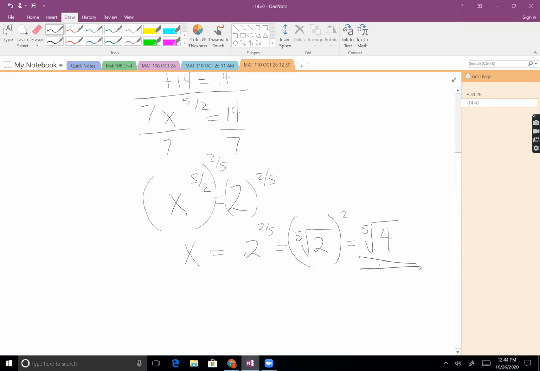Okay. All right. Thank you. Does that make sense? It's a refresher on the fractional exponents. If you've got a fractional exponent, get that piece alone and then raise both sides to the reciprocal power. All right. Any other questions?